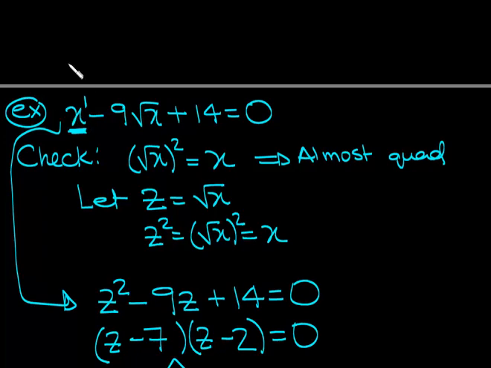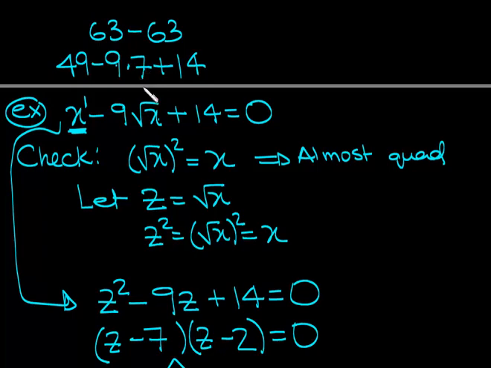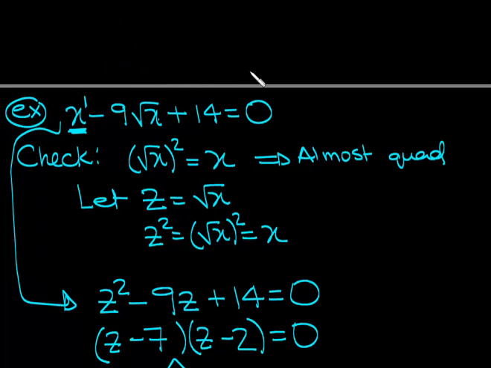If x is 49, we have 49 minus 9 times square root of 49, which is 7, plus 14, and that should all equal 0. You can do this on your calculators if you prefer. So 49 plus 14 is 63. So we end up with 63 minus 63, because 9 times 7 is 63, and that is 0. So that works. In this case, it worked fine.